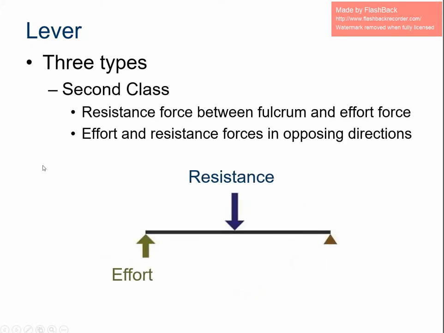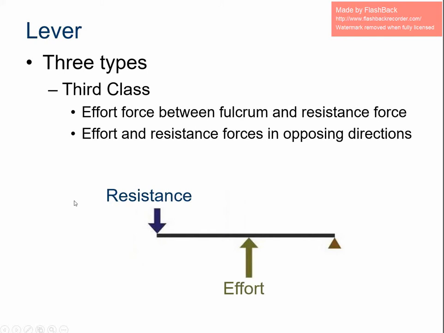Second class lever. This is our R. Notice what's in the middle. The resistance is in the middle. So we have our fulcrum over here. We have our effort over here opposing our resistance. This would be a wheelbarrow. And finally, our third class lever, which is the E in the F-R-E, which is the effort in the middle. This would be an example of something you don't want to build because it's not very mechanically efficient.